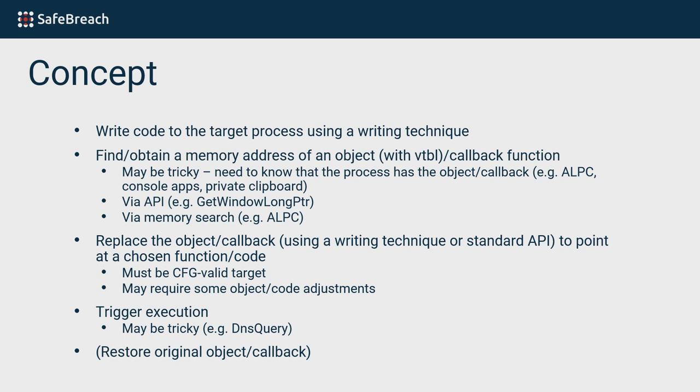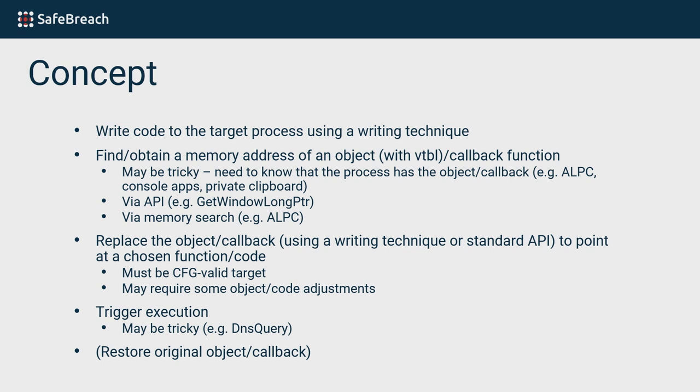Once this object is found, we replace the object or the callback function using one of the writing techniques or using the standard API if it applies, like SetWindowsHookEx, SetWindowLongPtr, to point at our chosen function or code. This, for all such techniques, must be CFG valid targets. And it may require some object or code adjustments in order to make the process stable and not crash. Finally, we trigger the execution. Again, this may be tricky in some techniques or some approaches as the triggering event may or may not be deterministic.